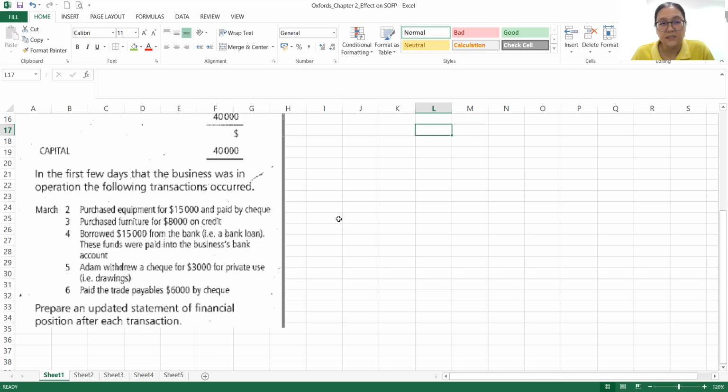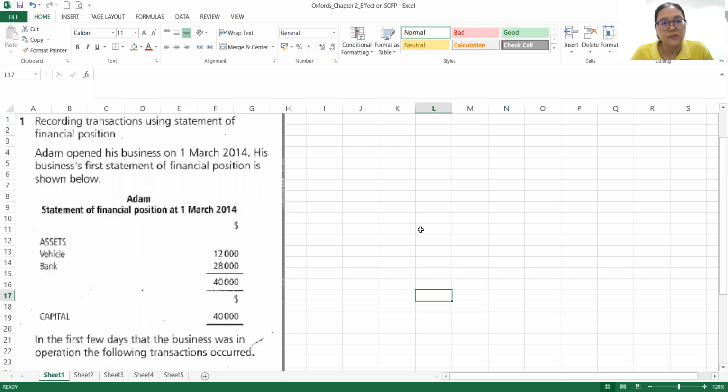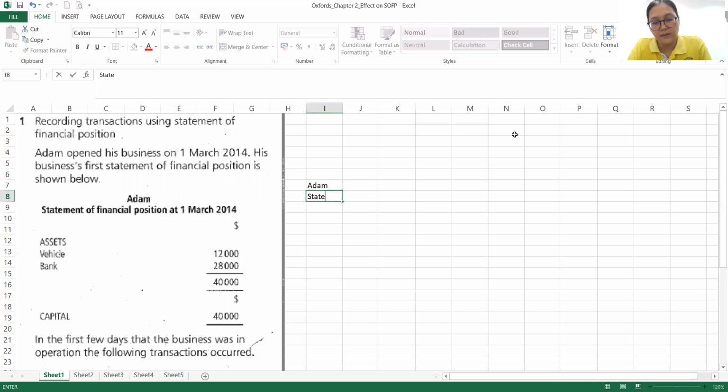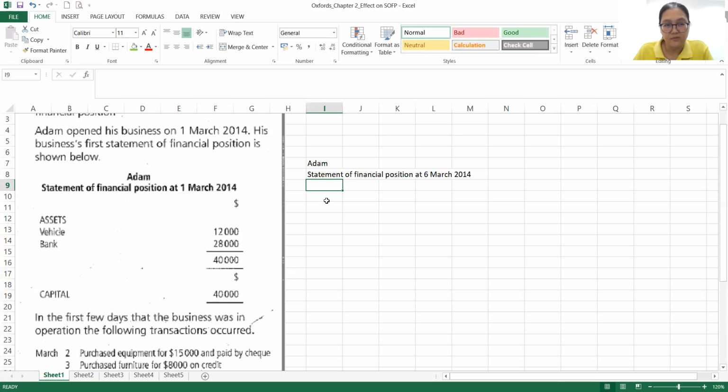So first of all, we must see what is the impact on here. After few days of transaction, there is 1 week account only. So let's show what is the transaction about. So here is Adam, Statement of financial position. At when? Look at the date that you are recording. The last date is on 6 March 2014. So this is the date that we have. So what is the transaction that we have? The question didn't ask us to prepare classified or simple, but based on this, it sounds like a simple account. So we just list it down first. Vehicle, bank. Okay, next is capital.